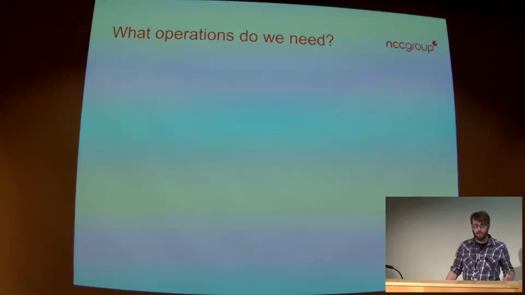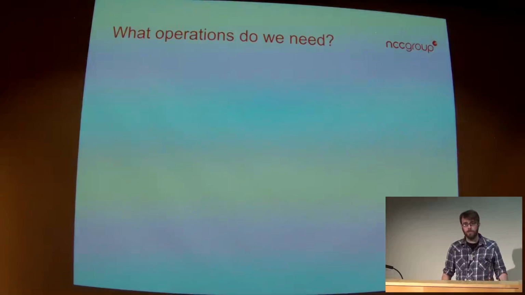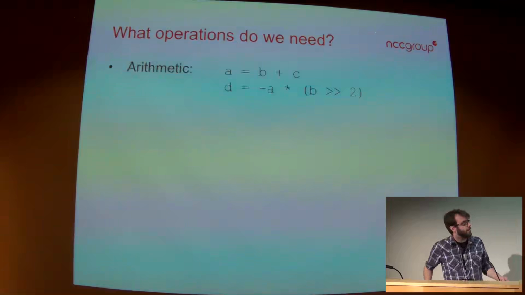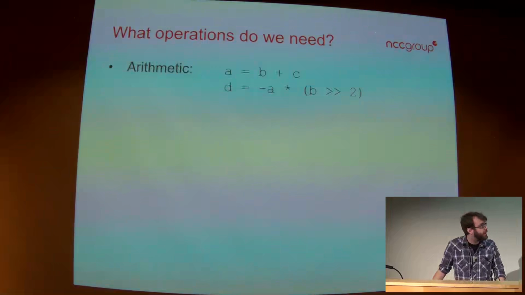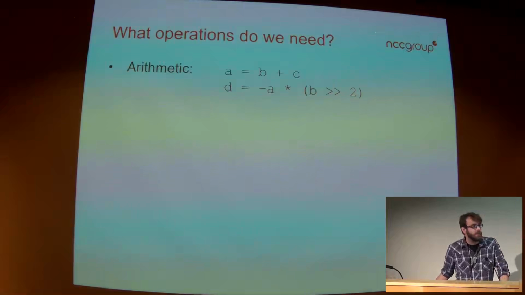So okay, we've got this idea of a simple machine. Now, what operations do we need to do something useful? So you need arithmetic operations: add, subtract, multiply, divide. So we've got A times B shift to right 2. Does anyone know what B shift to right 2 implements?